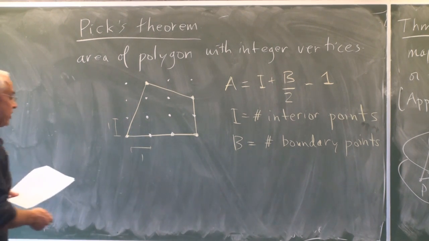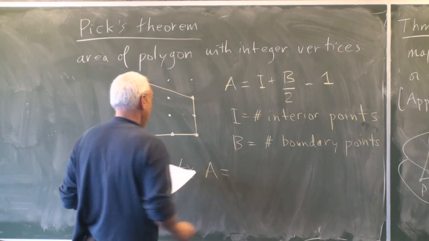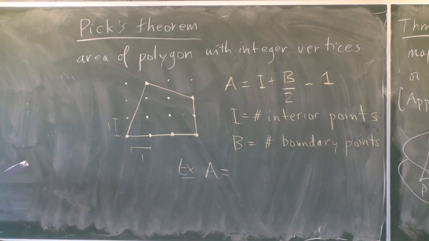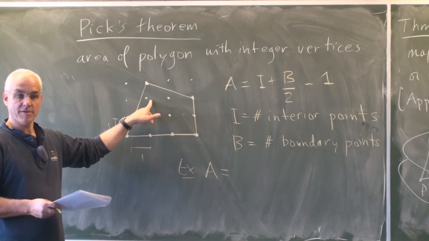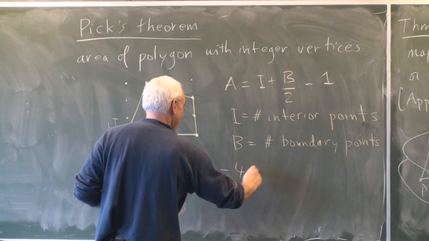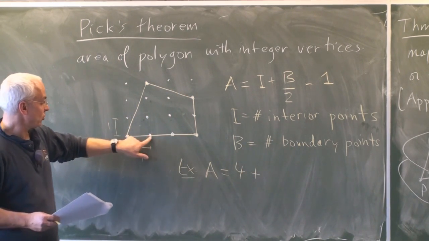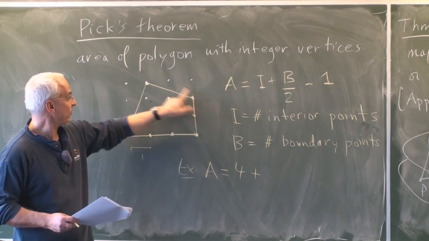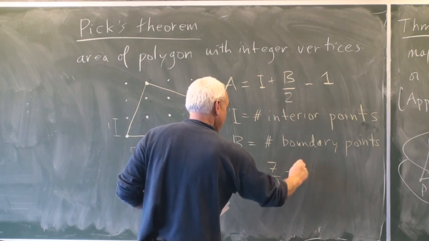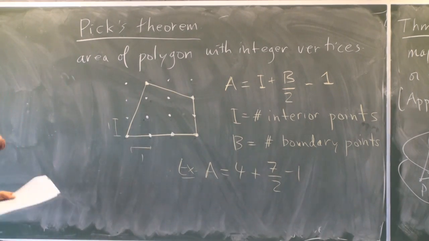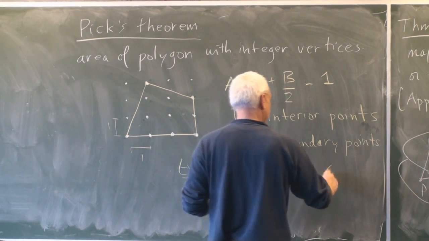So in this case here, what should A be? In our example, the area should be I. The number of interior points is 4. 1, 2, 3, 4 points there. That's I. Number of boundary points: 1, 2, 3, 4, 5, 6, 7. So 7 over 2. And then we have to subtract 1, which is 6.5.